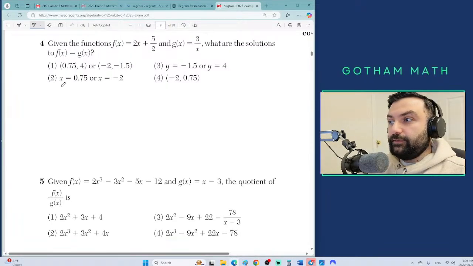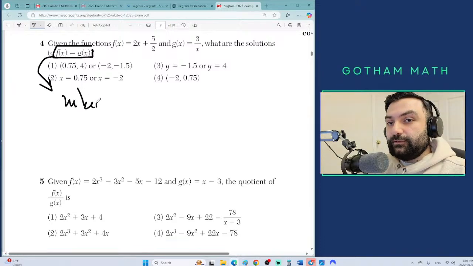All right, so given the functions f(x) is 2x plus 5 over 2, and g(x) is 3 over x, what are the solutions of f(x) equals g(x)? What does that mean? Solutions of one function equal to another function is another way of saying where is the location of intersection.